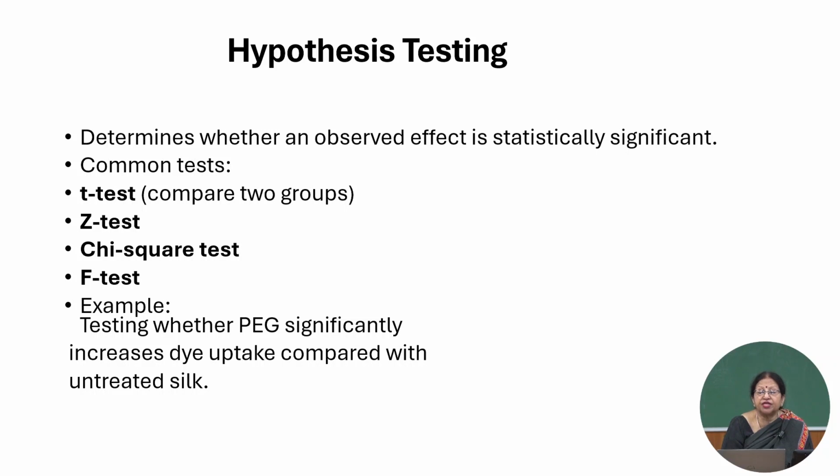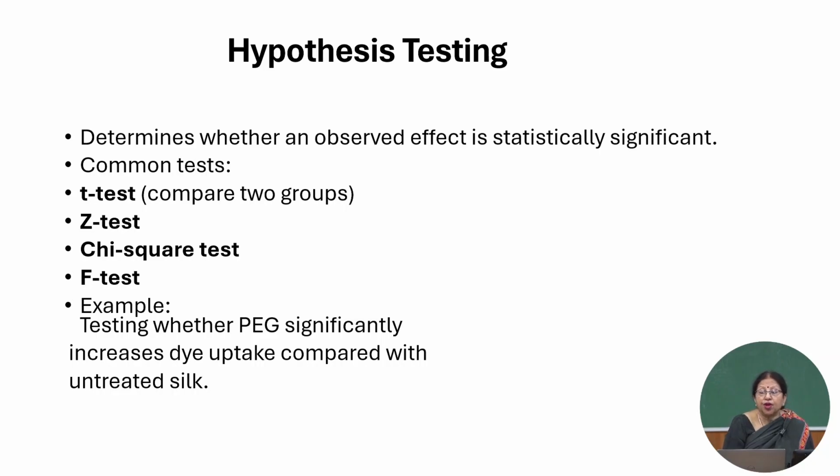Then comes hypothesis testing. It determines whether an observed effect is statistically significant. Common tests like t-test, comparing two groups, z-test, chi-square test, F-test, these are all conducted to prove that the hypothesis that I am postulating is holding good.